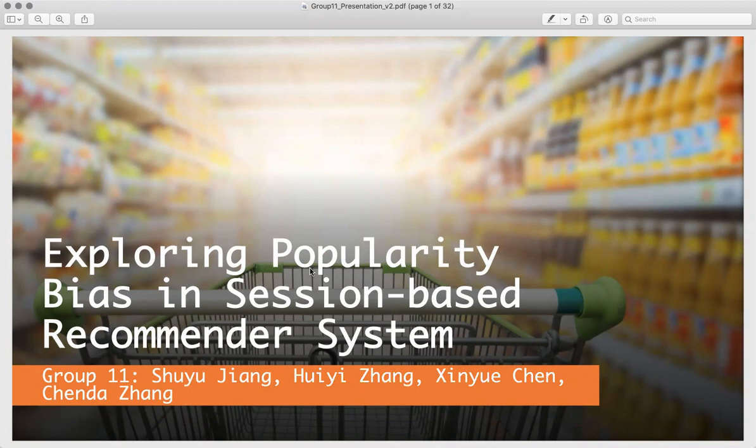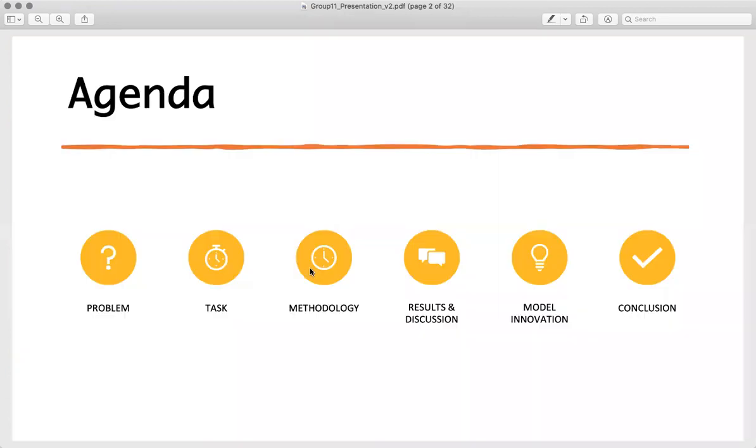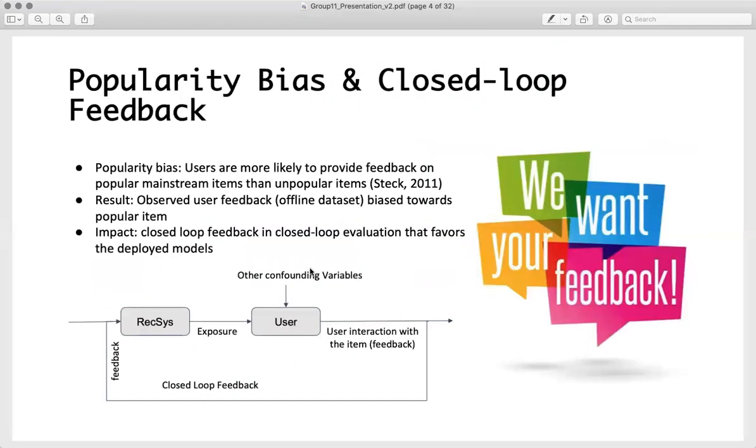Hi everyone, we are Group 11 and we are going to present you our project on popularity bias in session-based recommendation. So what is popularity bias? In a recommender system dataset, users are more likely to provide feedback on more popular items because they get exposed to those items more often. This means the observed user feedback collected by a deployed system, generally a simpler model like KNN, will be biased towards those popular items. This closed loop feedback can lead to biased evaluation results that favor simpler models.